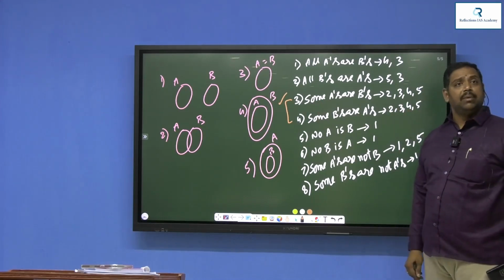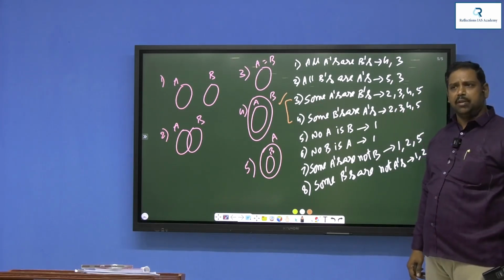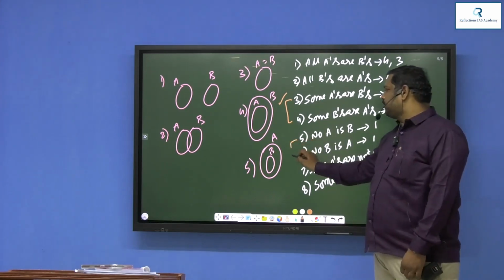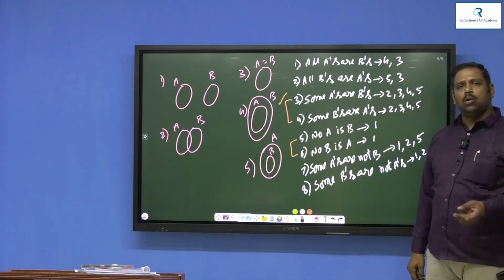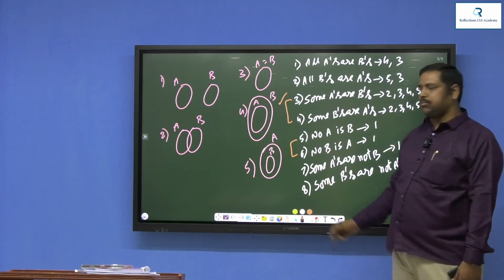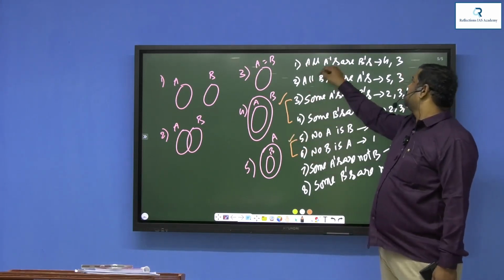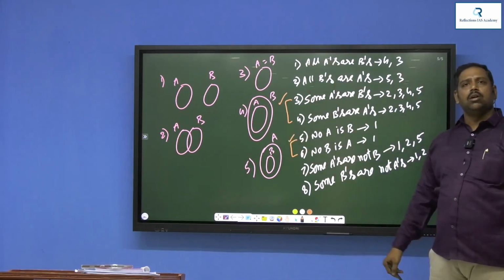In all the cases it will be same. No will be same if you observe. Yes or no? No A is B, no B is A. Both are same. But these two are not same. All and some not are not same.